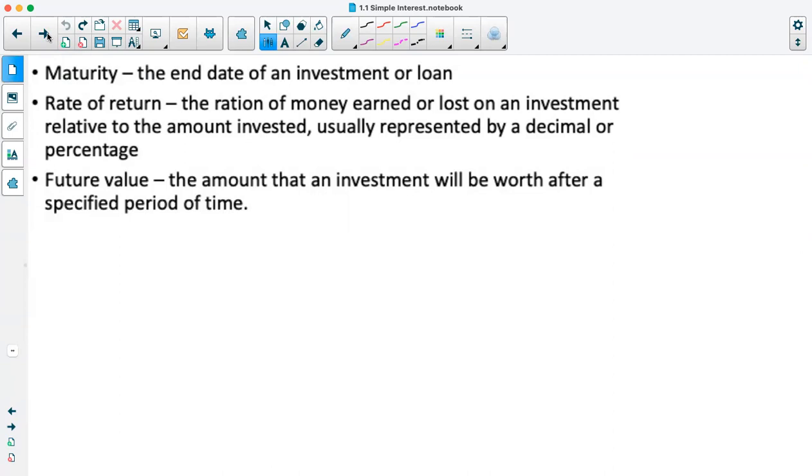So if an investment or loan has matured, that means we've reached the end date of it. We also have the rate of return, which is the ratio of money earned or lost on an investment relative to the amount invested, usually represented by a decimal or percentage. And the future value is the amount that an investment will be worth after a specified period of time.